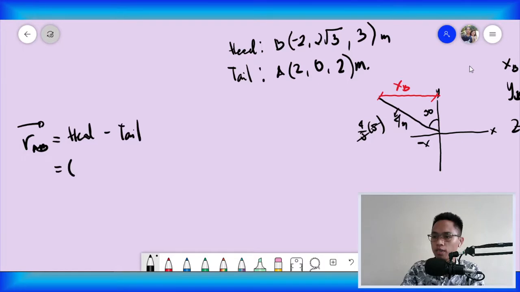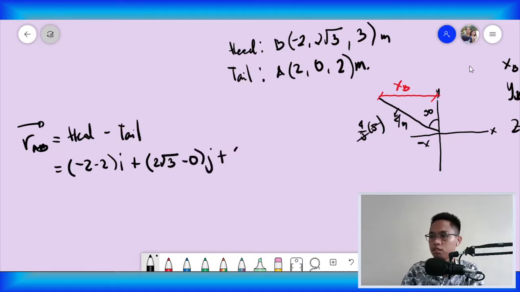So what is our x? That should be (-2 minus 2) i, plus (2 square root of 3 minus 0) j, plus (3 minus 2) k, and the unit is in meters. Okay, so this would be negative 4i plus 2 square root of 3 j.